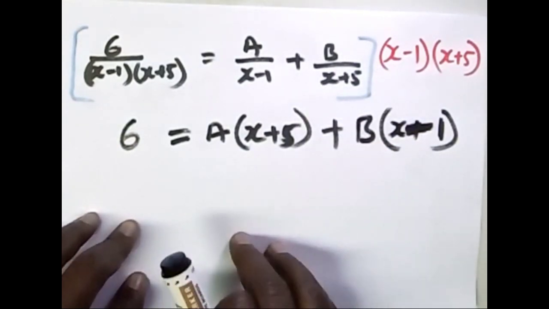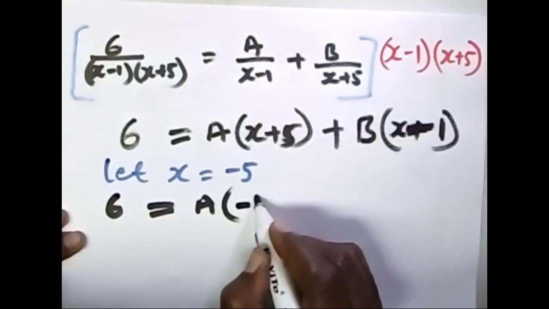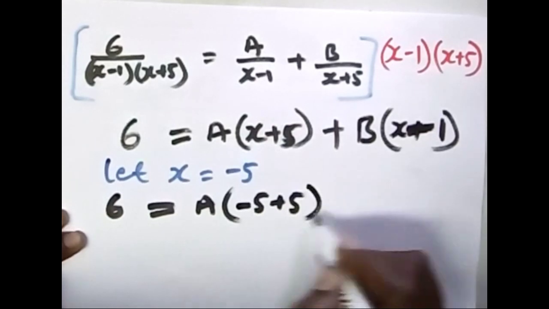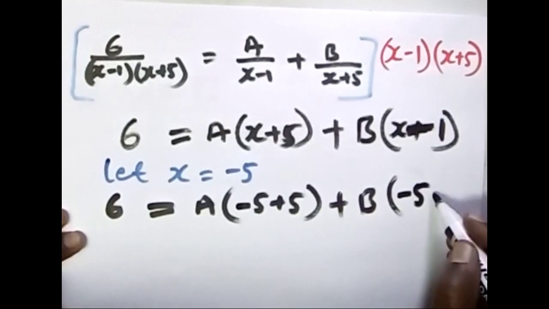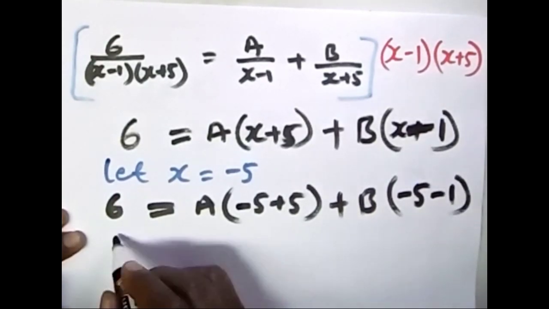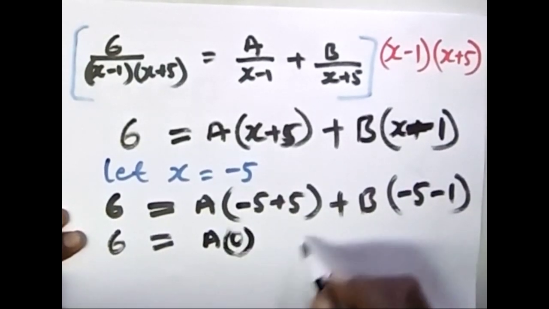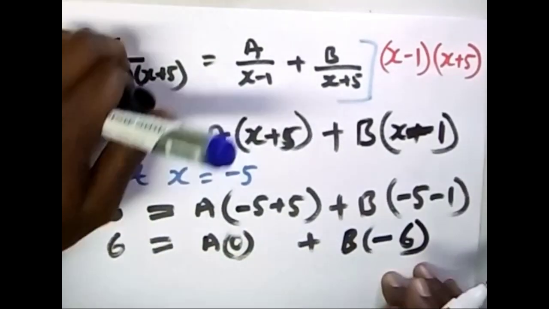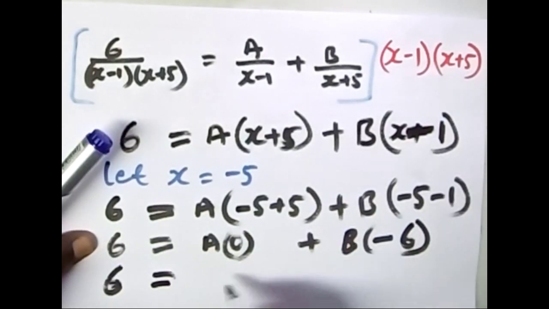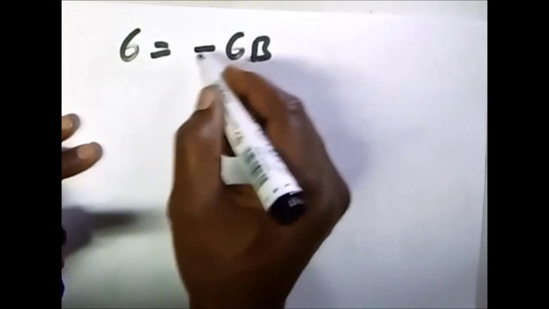So let's do that. So 6 equals a into minus 5 plus 5 plus b into, we're assuming x to be minus 5, then minus 5 minus 1. And 6 equals, a will go to 0, plus b times minus 6. So 6 equals minus 6b. So all I need to do here is to divide both sides by minus 6.